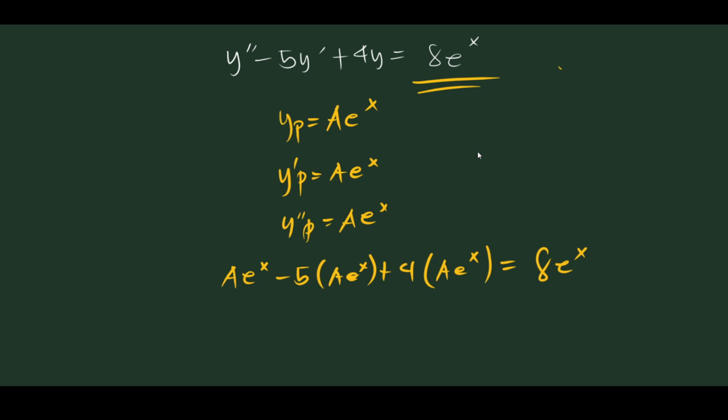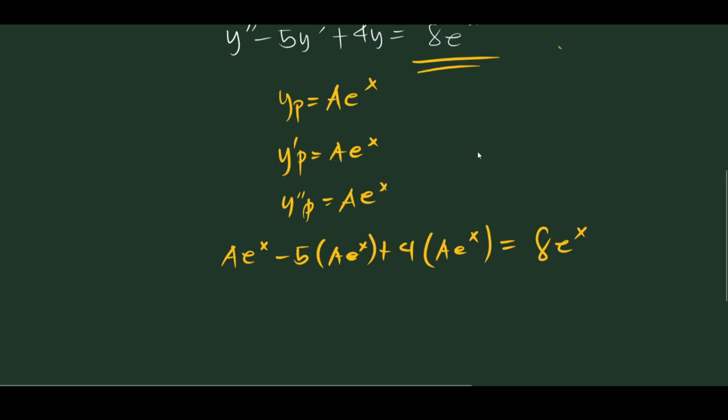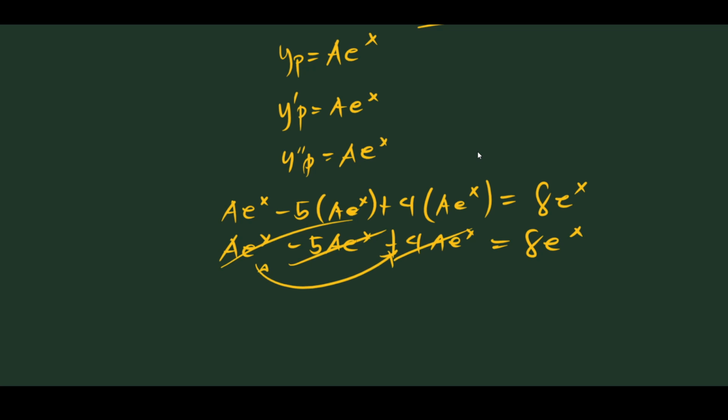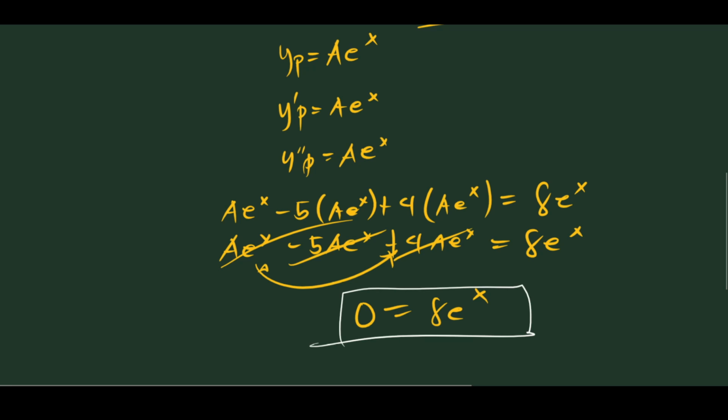It's becoming quite a tongue twister, a and e. Okay, so what do we have here? A e raised to x minus 5 a e raised to x plus 4 a e raised to x is equal to 8 e raised to x. As you can see, this will all cancel out. So we will get 0 is equal to 8e raised to x. Now, is this a true statement? This is false, right? So this is very false. So what happened? Why did this happen?